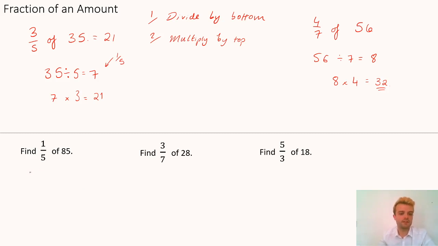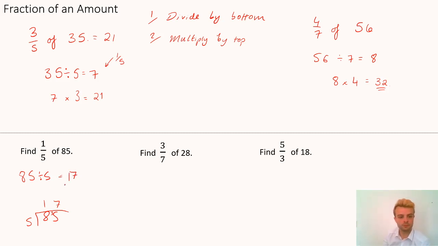So 1/5 of 85. Well, step 1 is to divide by the bottom of the fraction. So we're going to take our 85 and divide it by 5. Now, in these examples that I just did, the calculations are fairly straightforward, but 85 divided by 5, you might not know that off the top of your head. So we're just going to do a quick bus stop down here. How many 5s go into 8? 1, with 3 of the 8 left over. And how many 5s in 35? 7. So step 1, where we divide by the bottom of the fraction, 85 divided by 5 is 17.